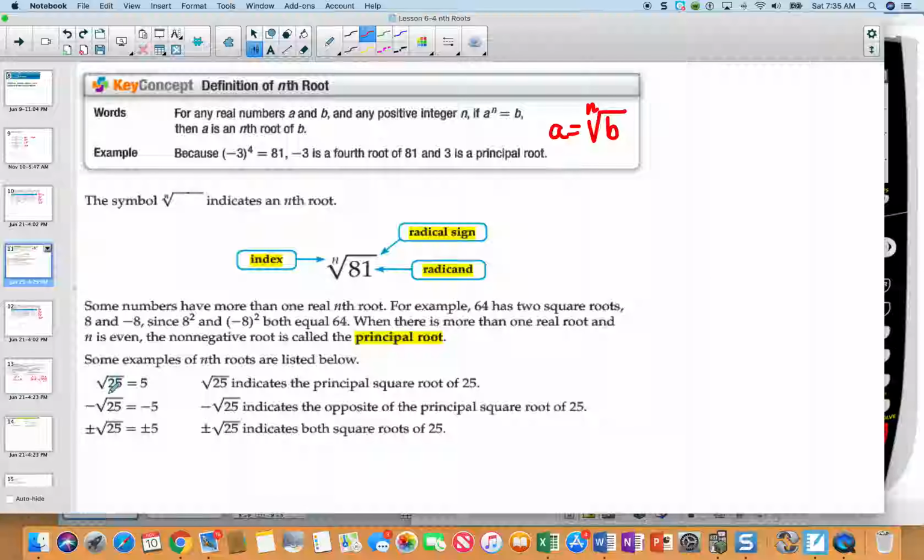When we take a look at the square root of 25, the answer is 5, and we call that the principal square root. That positive part, the non-negative root, is called the principal root. If we take the negative square root of 25, that answer will be negative 5, and we call it the opposite of the principal square root. Now when you put both symbols, of course you're going to get both answers, the principal and the opposite of the principal.